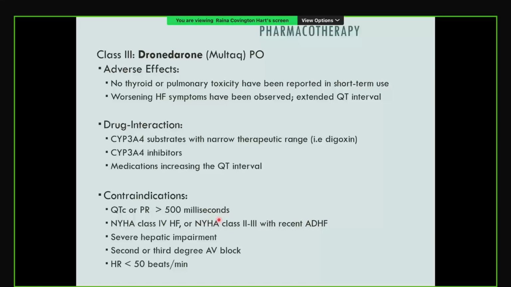Okay, so if you see any QT that is already prolonged, we don't want to give them the dronedarone. I don't need you to remember the class of heart failure. Just remember if they have acute decompensated heart failure, severe hepatic impairment. We already talked about heart block on a lot of these, right? So if they have heart block, avoid.